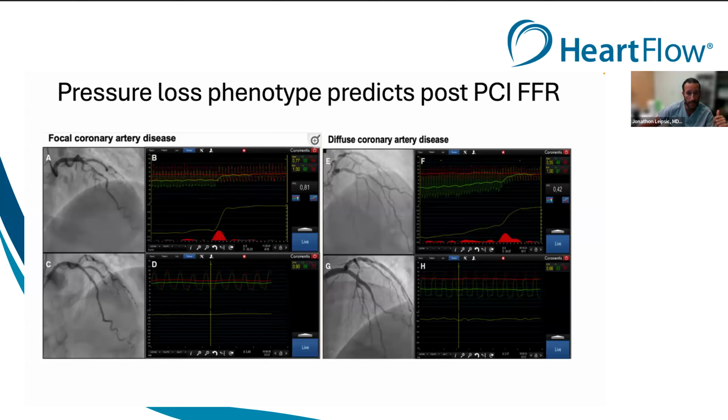In fact, the case on the right is significantly worse than the case on the left. But when you look at mechanical intervention, you can appreciate that focal pressure loss, as shown here in the top left, really lends itself to mechanical intervention, and the post-PCI FFR is significantly improved. On the other hand, on the right, you can see that the pressure loss is incredibly slow, and that despite the severely abnormal physiology, long segment mechanical intervention does not meaningfully change the pressure, with a post-PCI FFR of 0.66.